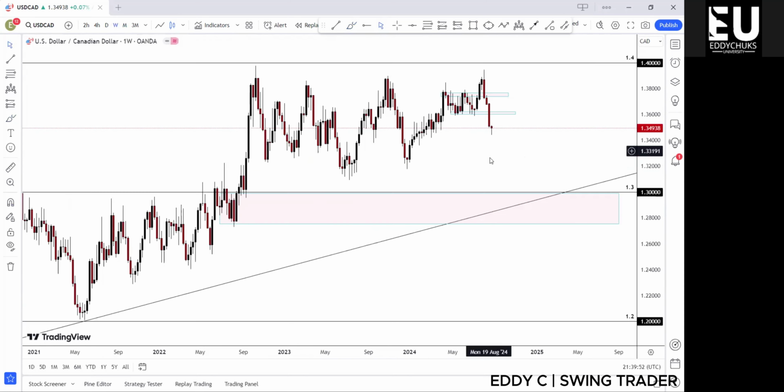And make sure you trade less. Look at the higher probability setups for the month of September.